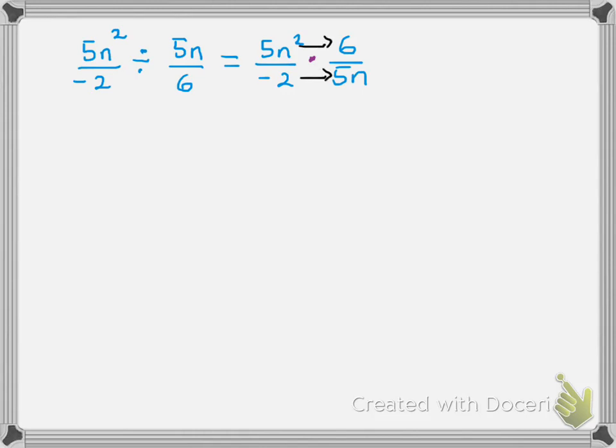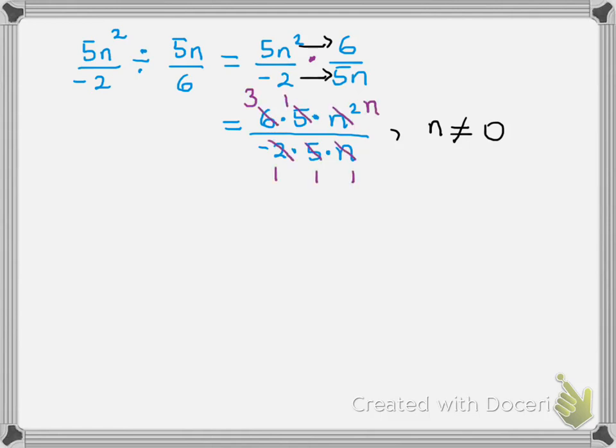And then it becomes a multiplication problem, and we can simply multiply across as follows: 6 times 5 times n squared, divided by negative 2 times 5 times n. And we know that from what we've talked about so far, our non-permissible value here, our restriction, is that n cannot be equal to 0. We can then simplify by dividing by 2 in the denominator and numerator, and 5 is common to the numerator and denominator. N is also common to the numerator and denominator. Our final result there will be 3n divided by negative 1, which is the same thing as negative 3n, with a restriction of n cannot be 0.